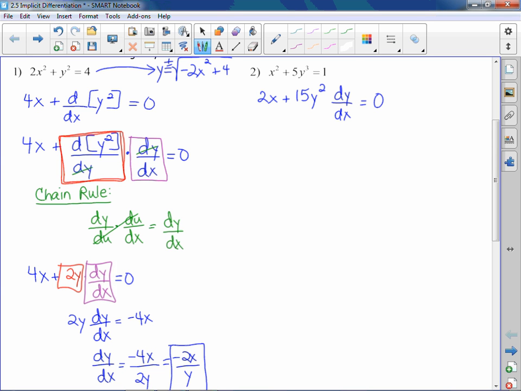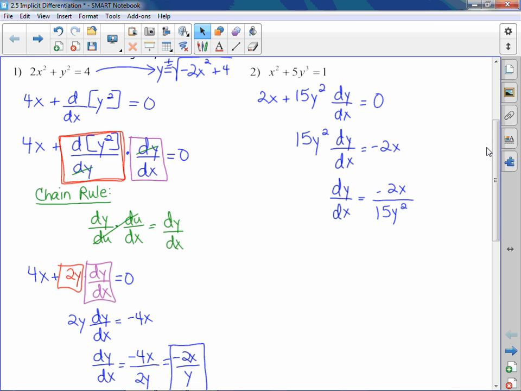Okay, let's solve for dy/dx. Subtract the 2x, and divide by 15y squared. Negative 2x over 15y squared. And that's it.